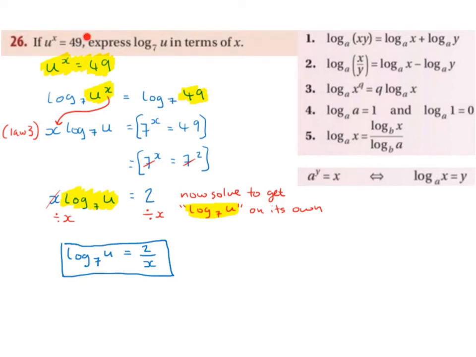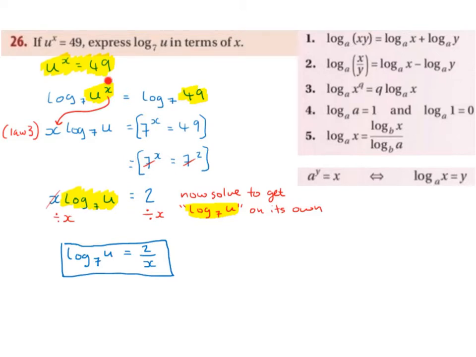If u to the power of x is equal to 49, express log base 7 u in terms of x. Okay, so I'm going to write log base 7 of u to the power of x is equal to log base 7 of 49. Because I was told in the question that u to the power of x is equal to 49. So I'm just equating these two logarithms.